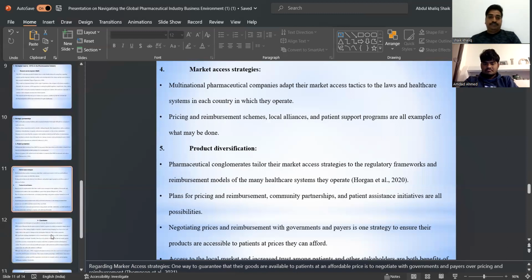Product diversification. Plans for pricing and reimbursement, community partnership, and patient assistance initiatives are all the possibilities. Negotiating price and reimbursement with government and payers is one of the strategies to ensure their products are accessible at a price they can afford.